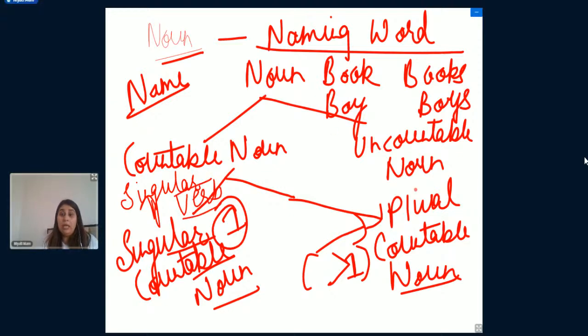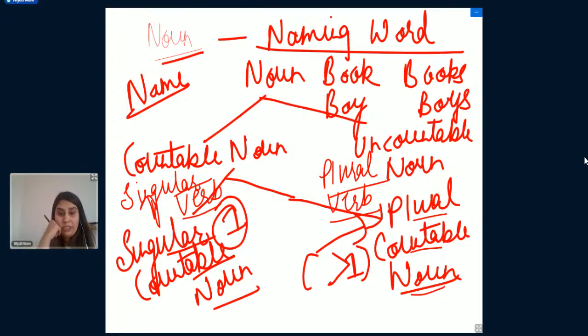On the other hand, plural countable nouns always take plural verb with them. We have already discussed in our last class that verb totally depends on the subject. Subject singular, verb singular. Subject plural, verb plural. So in case of singular countable noun, dear students, verb used will be singular. And in case of plural countable nouns, verb used will be plural. Got my point? Okay. Now, uncountable nouns.